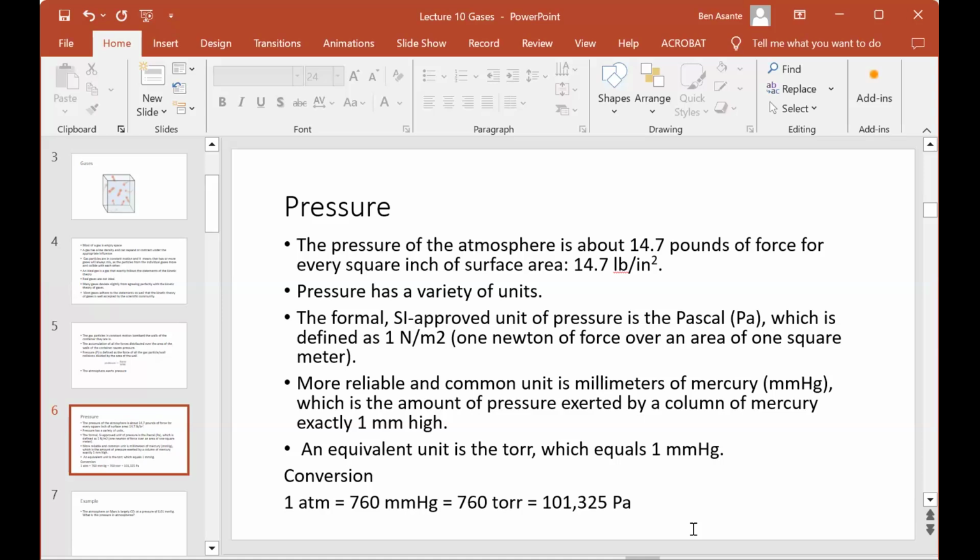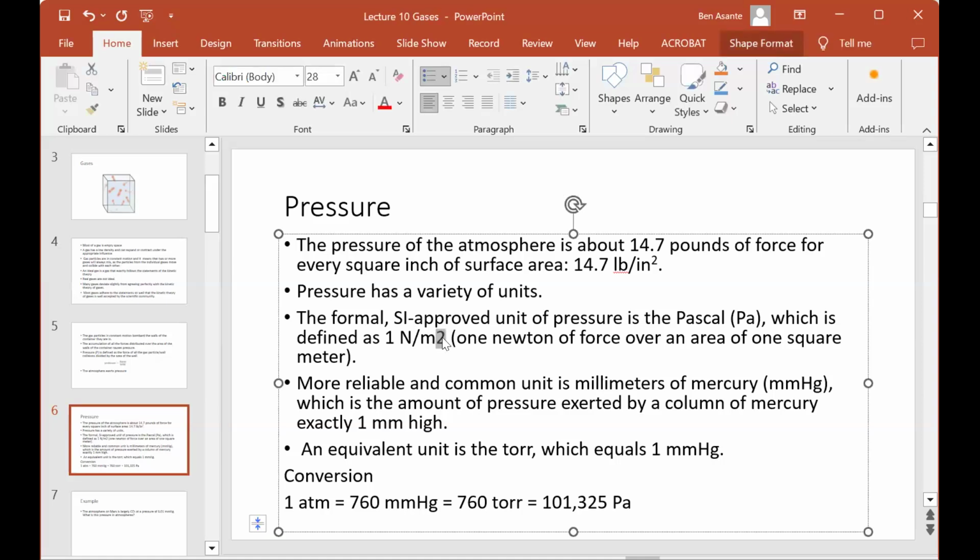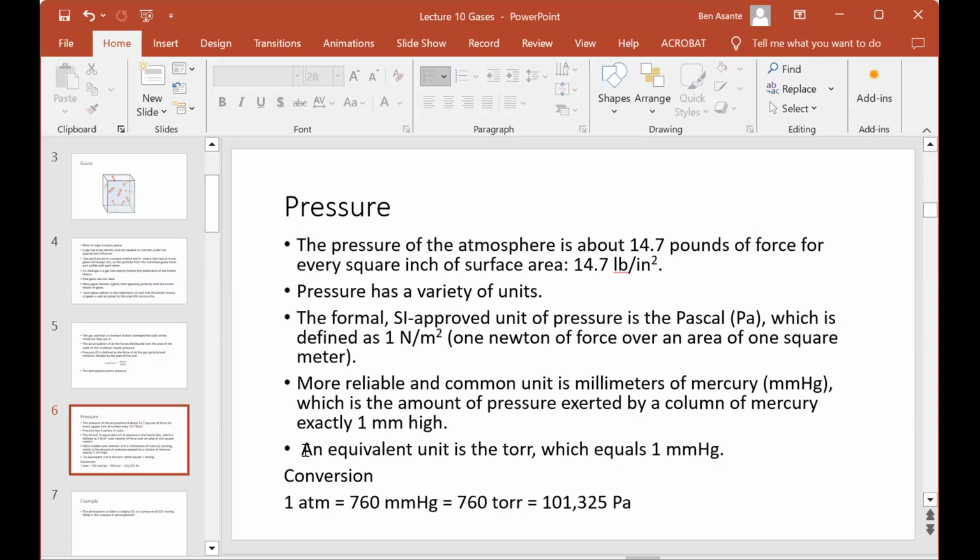If you are using the SI unit, then it has to be Pascal. The Pascal is 1 Newton per meter square. Newton is also the SI unit for force, and the area is meter square. Distance is meters, and raised to the power. So 1 Newton per meter square. A more reliable and common unit is millimeters of mercury, which is the amount of pressure exerted by a column of mercury exactly 1 millimeter high. So that's why we say millimeter of mercury. That's our definition of millimeter of mercury.